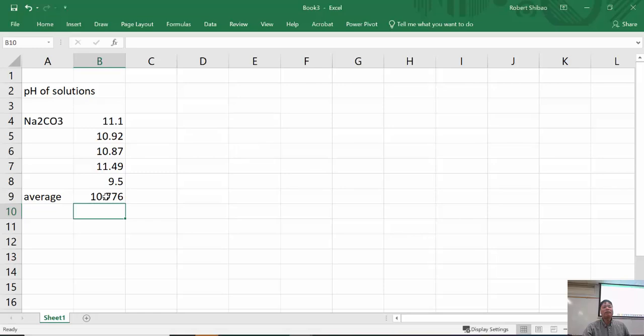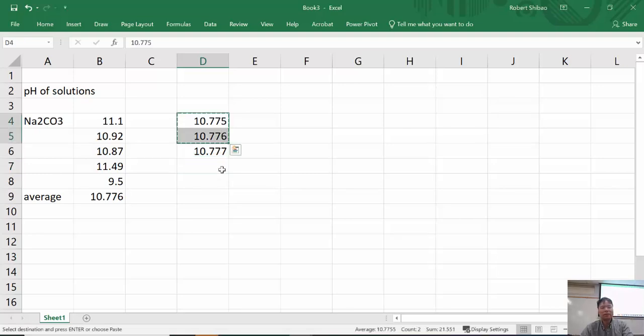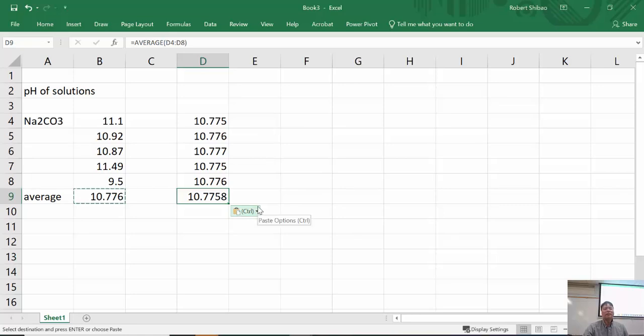Now, when we take an average, we'd like to get an idea of how broad the spread is. That 10.776 could have come from data like this. This is hypothetical data, but let's say I had 10.775 and then 10.776 and then 10.777, something like this. And then let's see what the average looks like. I'm just going to copy and paste that there. And I get the same average.